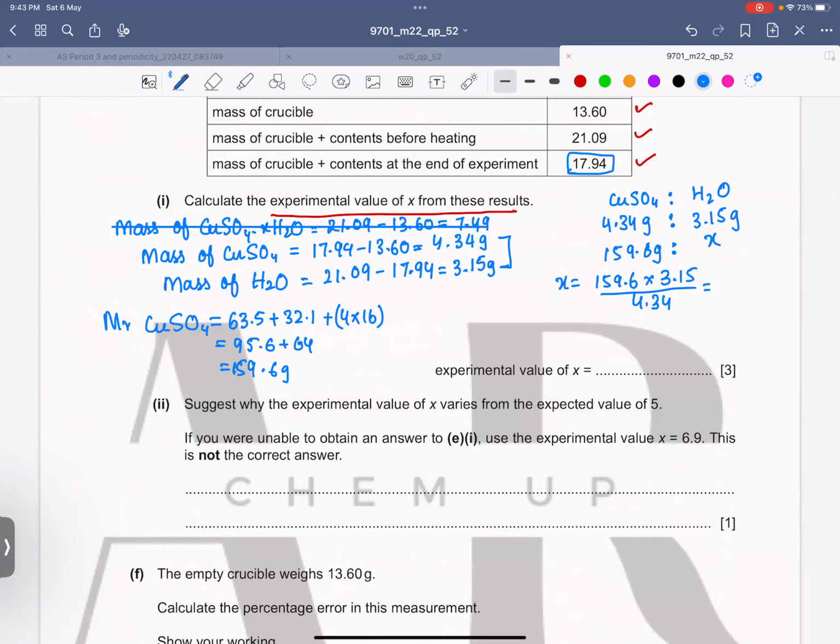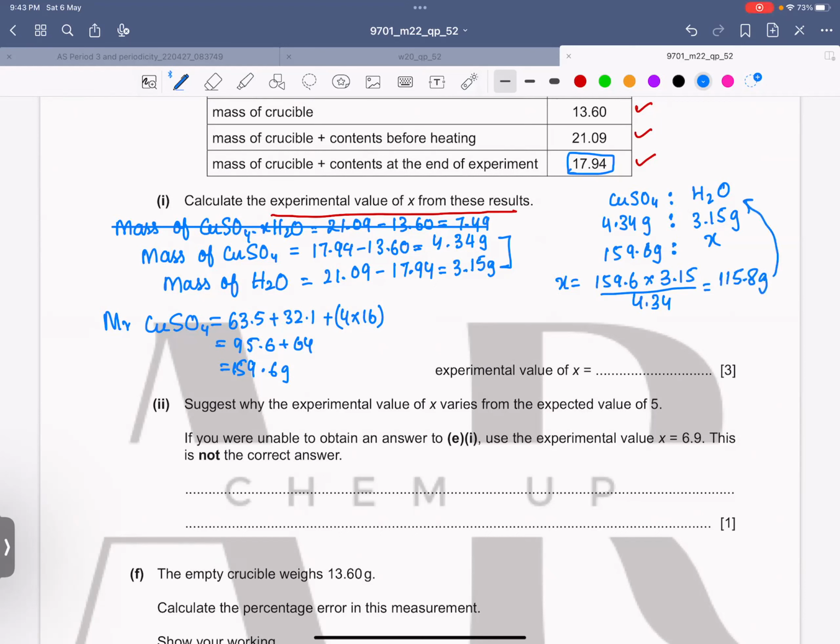Sir, 115.8 is coming. Sorry, sir, you did not have to divide this: 4.34 divided by 159.6. Just tell me the value, please. 115.8. So these are the grams of water, right?